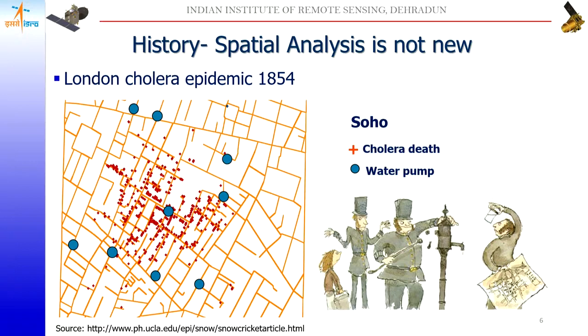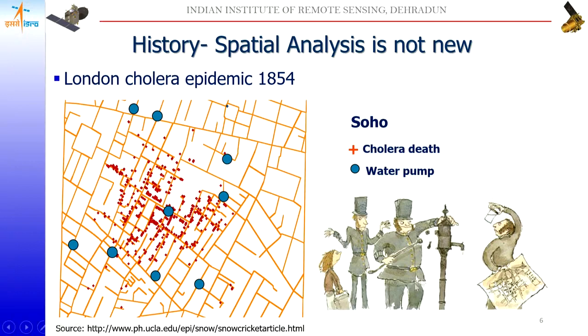So what he did was map the locations of the water pumps along with the deaths in the Soho district, and by creating a map it became very evident that most of the deaths, depicted with a red plus symbol, were concentrated around this central water pump. So he was able to prove his hypothesis: because people were drawing water from this water pump, these deaths were happening.